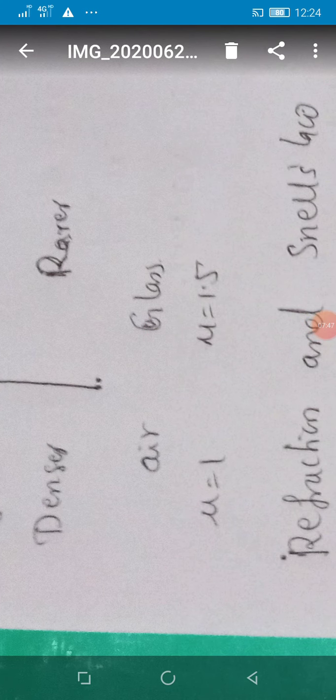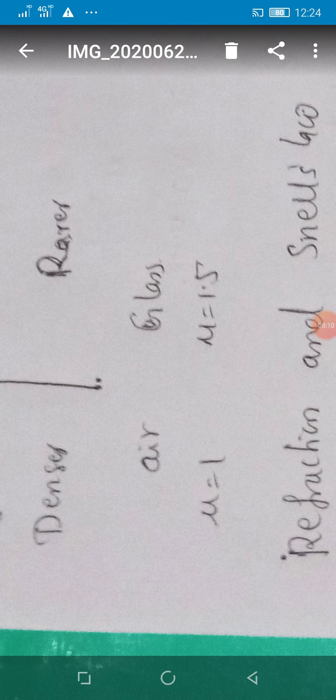Okay students, so this denser and rarer is decided by the term refractive index. If I compare air and glass, for air the value of refractive index is 1. For glass, the value of refractive index is 1.5. So now I think you can clearly judge which one is denser. Glass is denser than air, students. Okay, so this is the meaning of rarer and denser medium. How will you check it? You just check the value of refractive index.